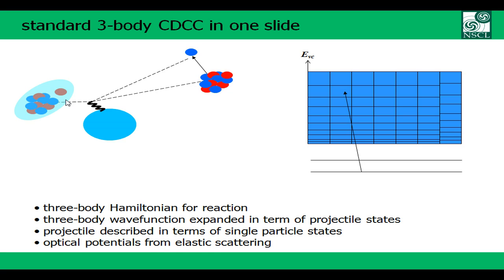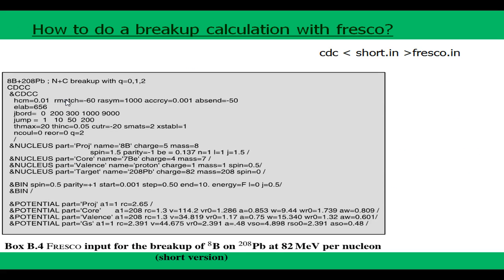Then the projectile, of course, in this formalism so far, we've assumed a very simple formulation for this clustered projectile in terms of single particle states. So we're not including all the many-body complexity of this projectile. And then there are optical potentials between the constituents that are usually taken from elastic scattering, which is the sort of thing that you did last week. Okay? So now, what does an input for Fresco look like?